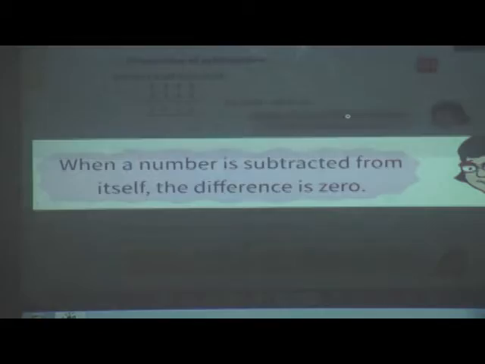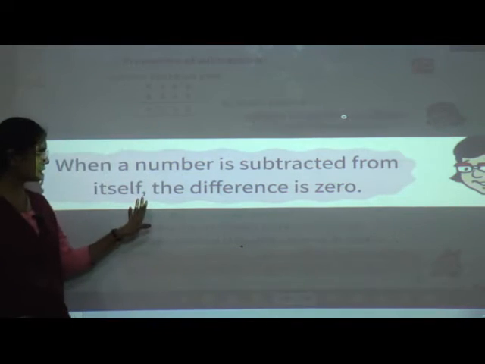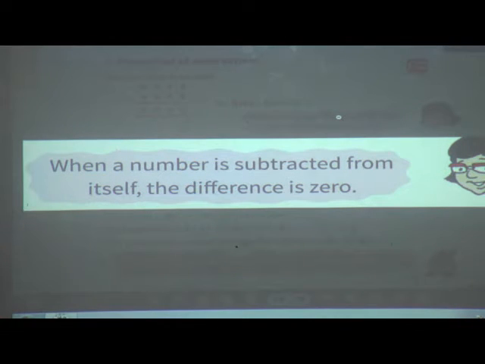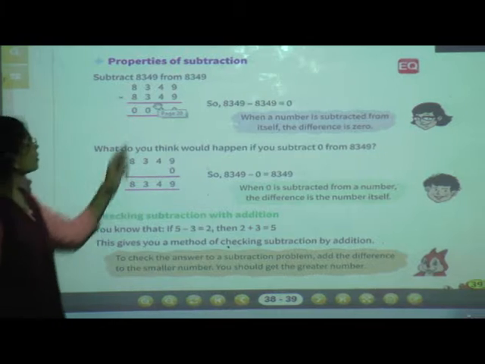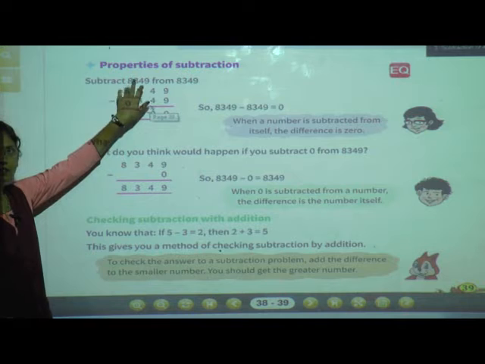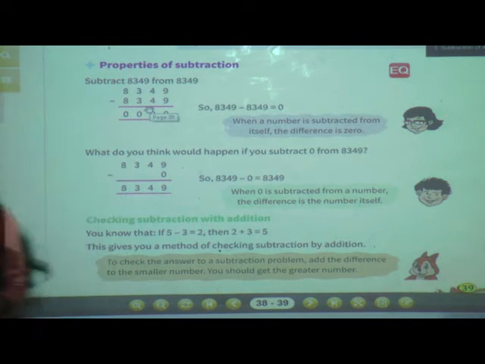The first property is when a number is subtracted from itself, the difference is 0. Suppose one number is there and that number, if we subtract from that number itself, then we will get the answer 0. Now we will take one example. With the example I will explain you. See the number. The number is 8349. If we subtract this same number from that number itself, then we will get the answer 0.